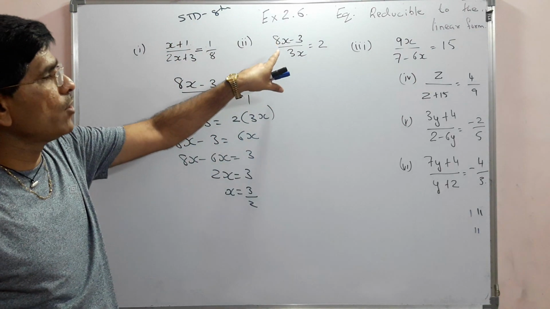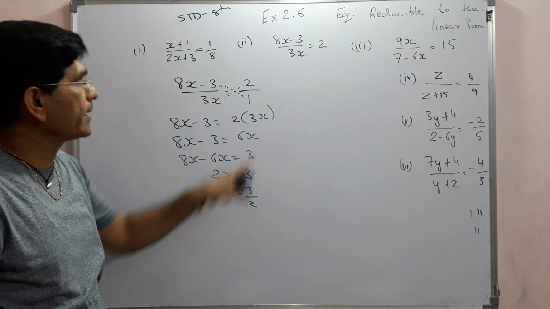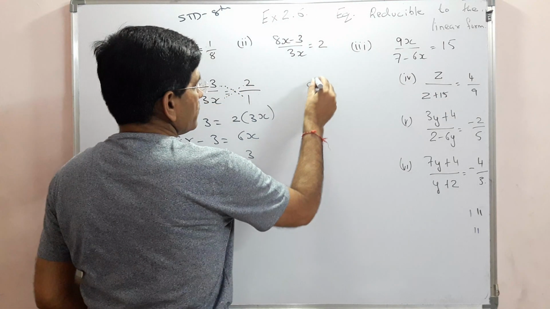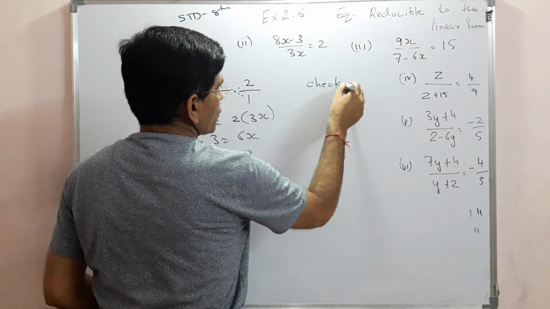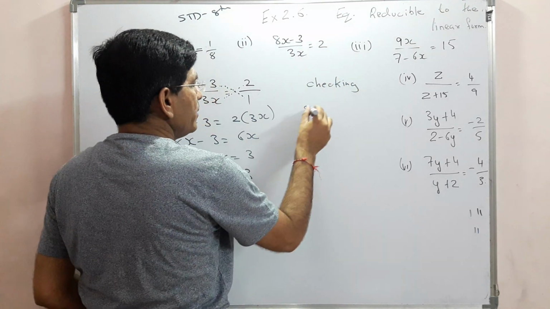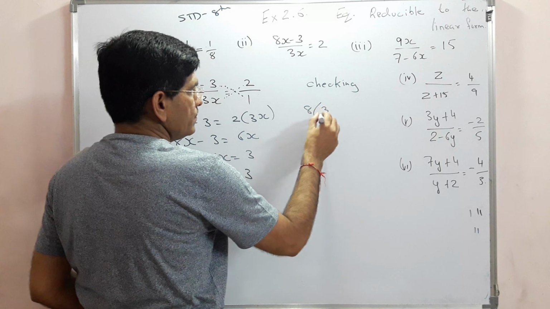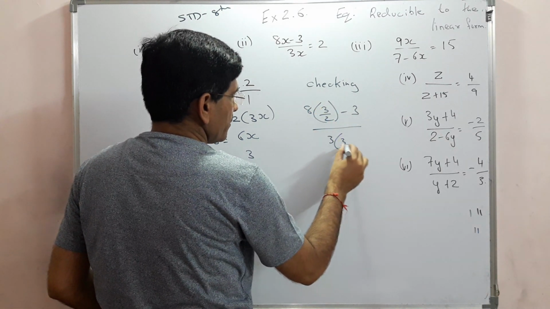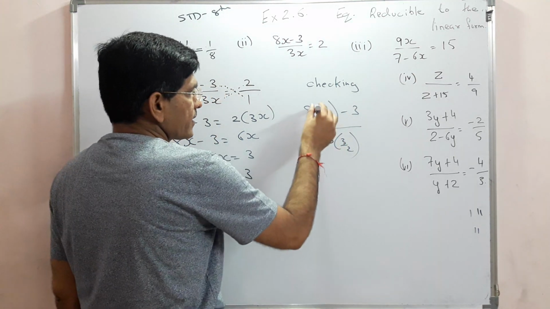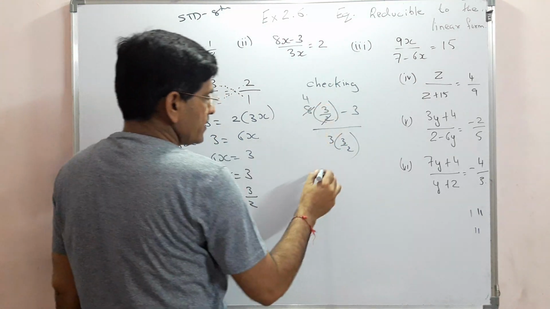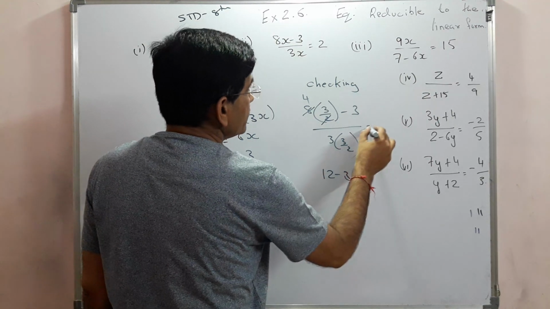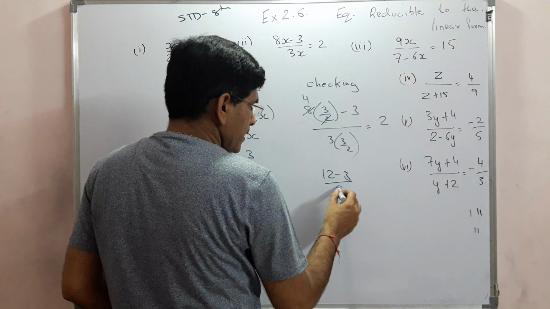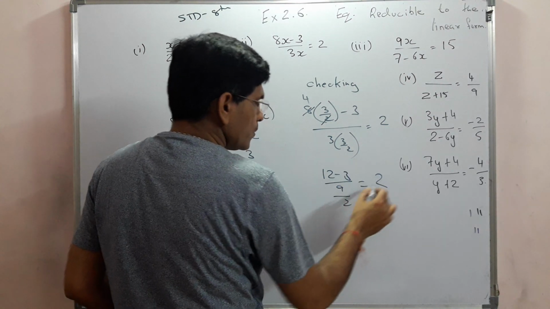If you put the value of x equal to 3 by 2, we will get left hand side equal to right hand side. Now we can check one sum. It is called checking. So 8 in bracket I have to write 3 by 2 minus 3 upon 3 into 3 by 2. Now here it is cut. 4 3s are 12 minus 3 upon 3 3s are 9 by 2 is equal to 2.